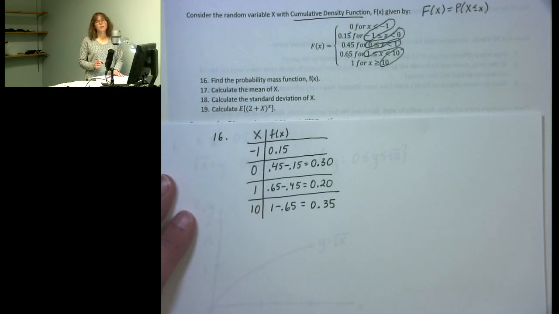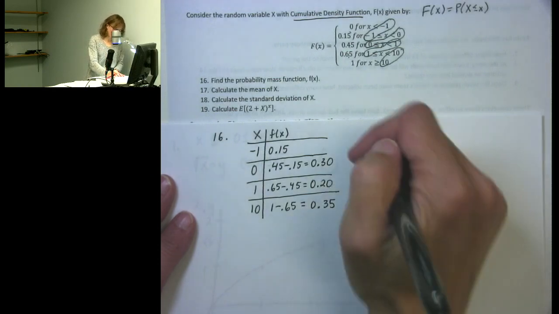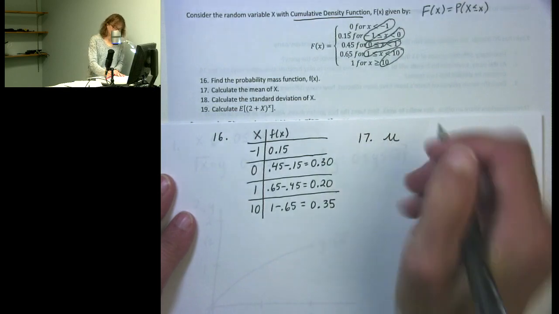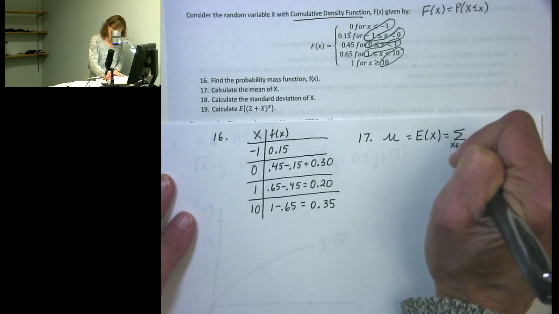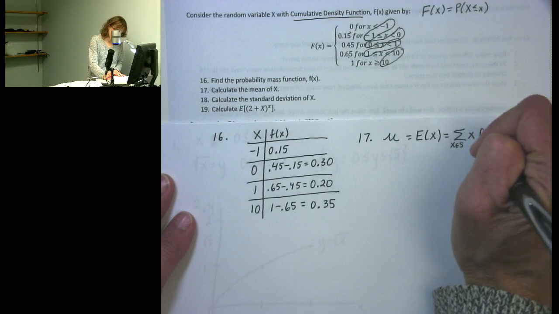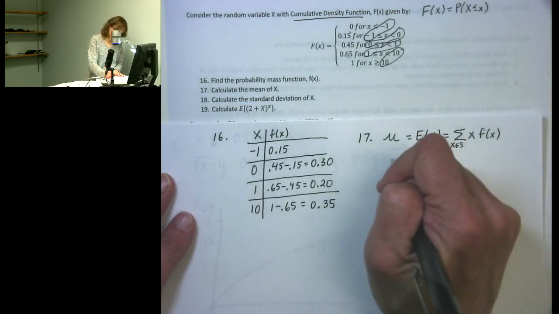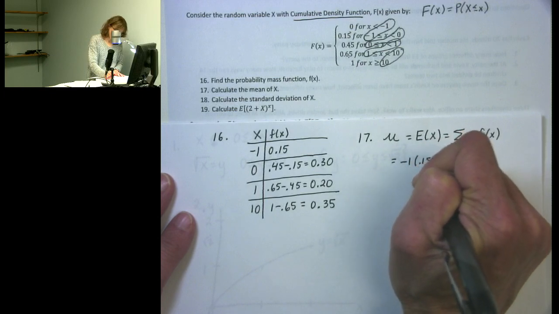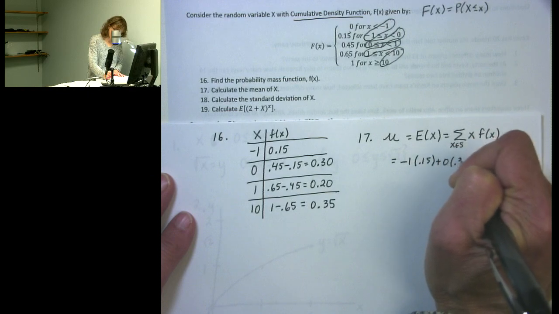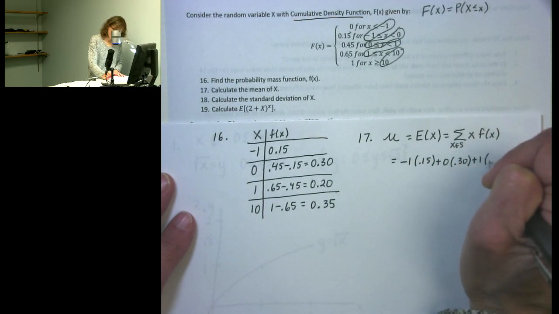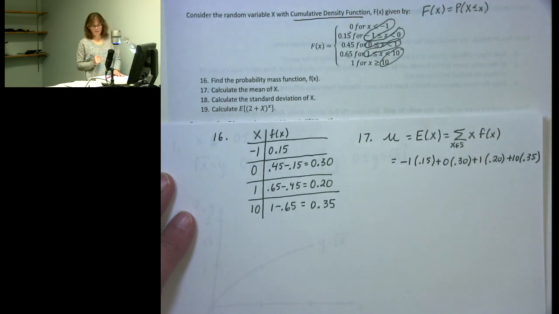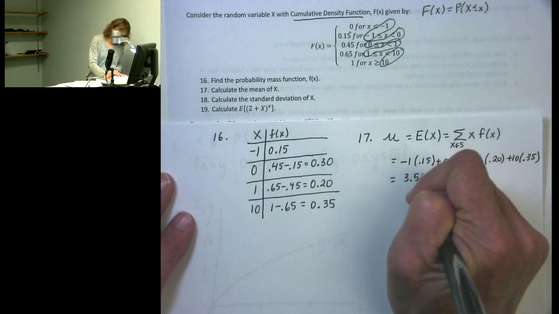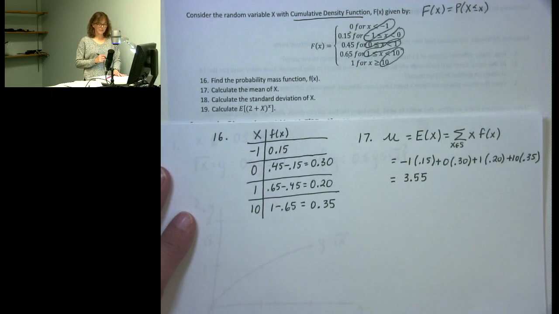So question 17 now is asking me to find the expected value of x, the mean of x. Once again, I'm just going to sum over all of the values of x times f of x. In this case, that's going to be -1 times 0.15 plus 0 times 0.30 plus 1 times 0.20 plus 10 times 0.35, and that whole thing is going to come out to 3.55, and that is the mean of the random variable x.